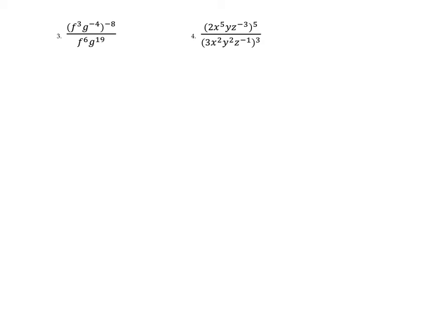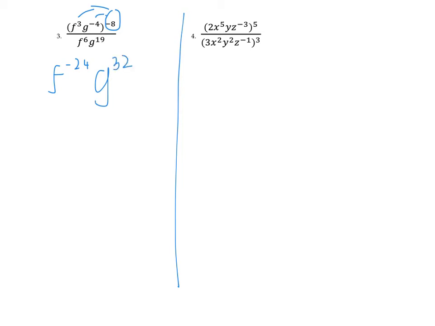Kind of stepping it up a little bit, we've got a couple of different variables here in problem number 3. So we're just going to keep following our same rules. We've got f to the 3rd, g to the negative 4th, all raised to the negative 8th. So we're going to need to make sure we distribute this negative 8 to each of our different variables. So that'll be f to the negative 24, g to the positive 32. Now we're dividing by our f to the 6th, g to the 19th.